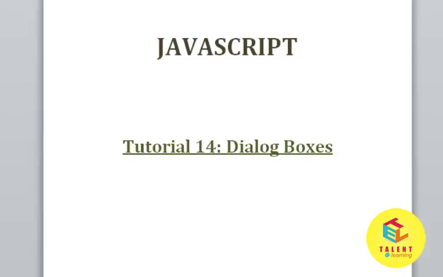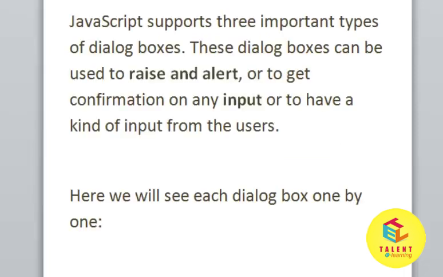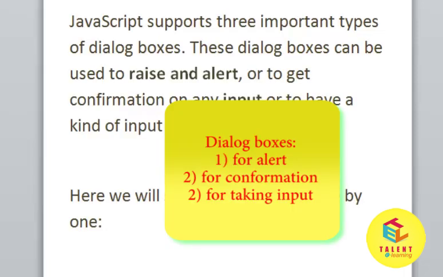In this tutorial, we will learn about the dialog boxes in JavaScript. JavaScript supports three important types of dialog boxes. These dialog boxes can be used to raise an alert, to get confirmation on any input, or to get a kind of input from the users. Here we will see each dialog box one by one.